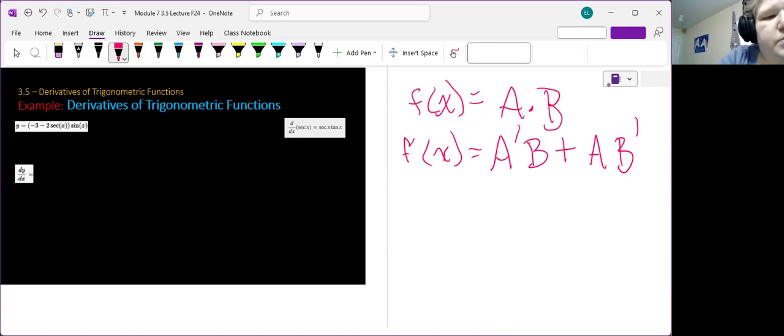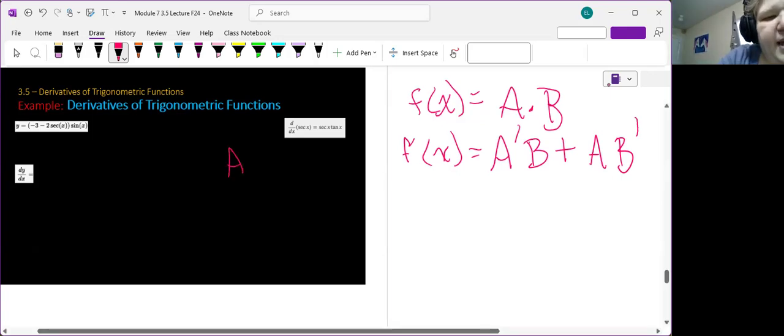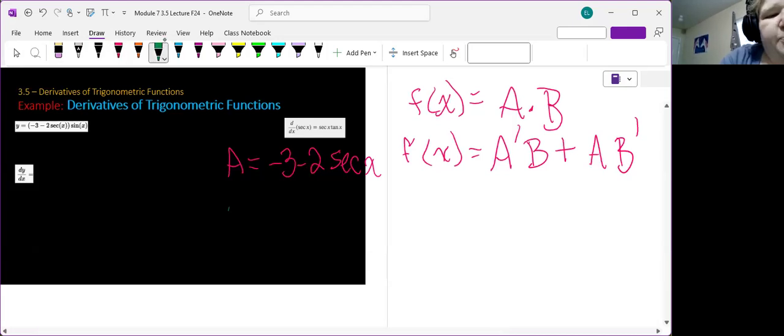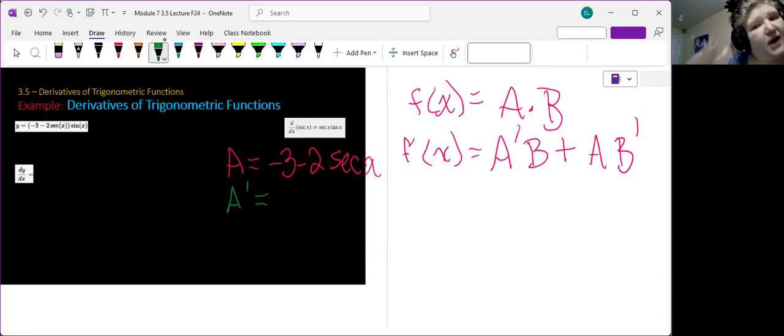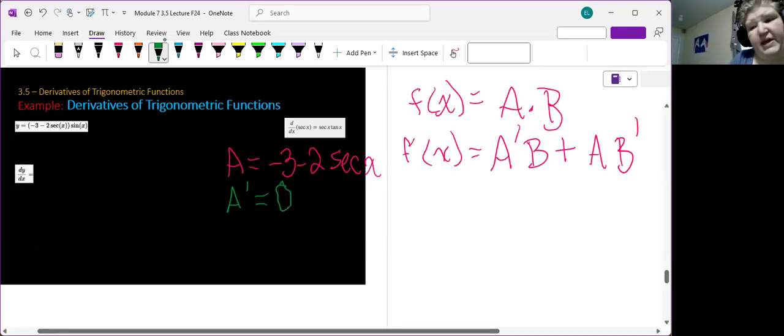All right, so looking at our thing here, a is negative 3 minus 2 secant x. So we want to figure out what is a prime. The derivative of negative 3, not being multiplied to anything, is just a constant. Constants are flat line functions. The slope of a flat line is 0. So I'm going to write the 0 here, but when we carry it over to solving, we're not even going to bother writing it.